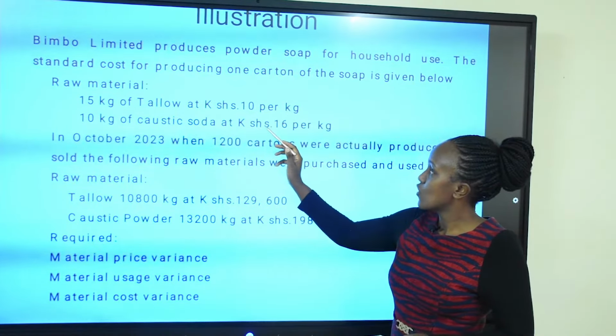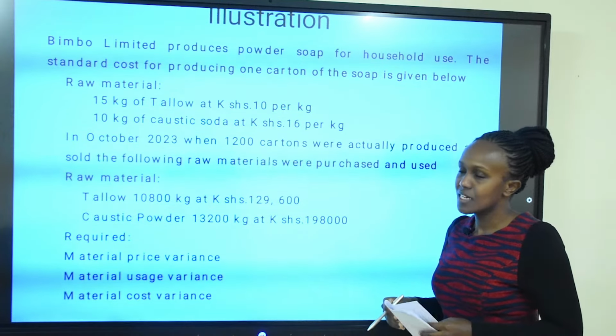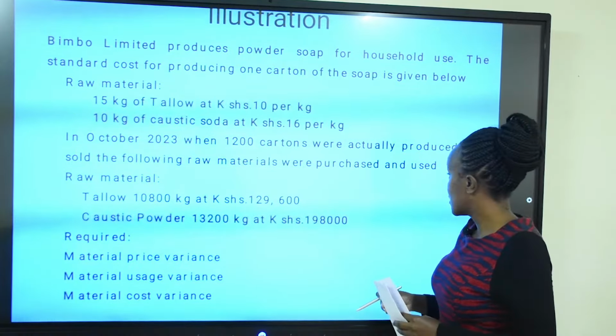Now, we are going to evaluate a scenario of what happened for a certain period. So in the month of October 2023, 1,200 cartons were actually produced and sold, and the following raw materials were purchased and used. The raw materials that were purchased and used are as follows. For tallow, they purchased 10,800 kgs and used all that material at a cost.